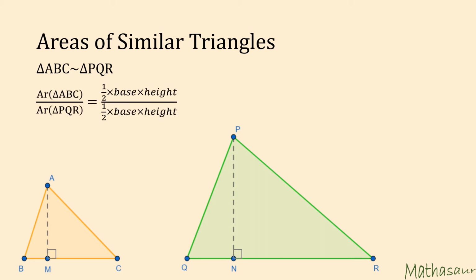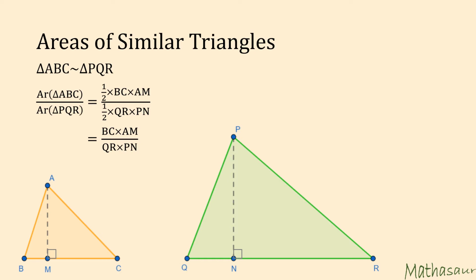Now, we know that area of a triangle is half times base times height. So, let us look at the ratio of areas of these two triangles. Let us substitute the values of base and height. For triangle ABC, we get the area as half times BC times AM. And for the triangle PQR, we get the area as half times QR times PN. Upon simplifying, we say that the ratio is BC times AM divided by QR times PN.